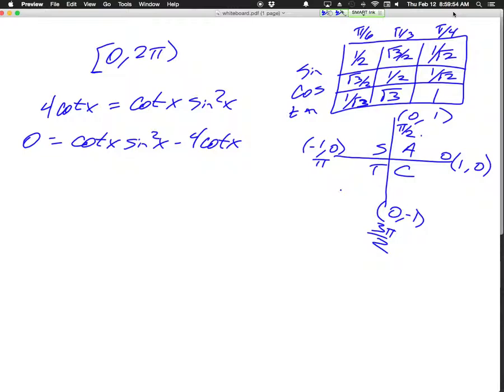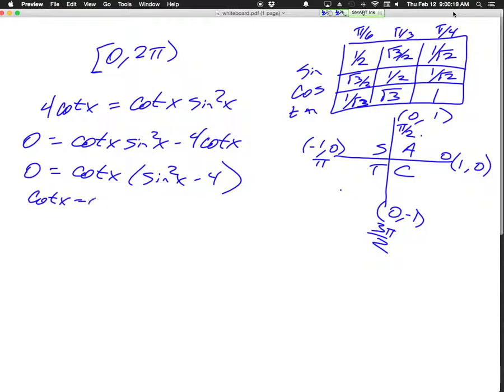Bobby? That is correct. Very good. Hopefully you're seeing that factoring something out is something you need to look for often. And what did I say on the last one? What do we do usually after we factor? Set them equal to 0.